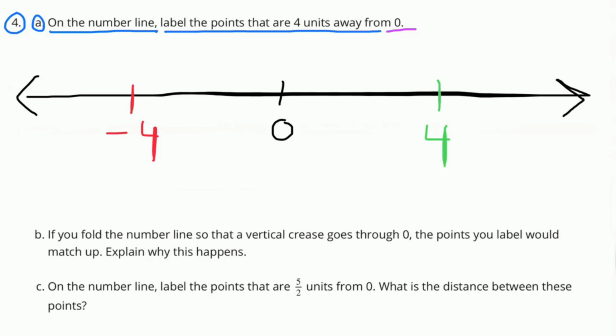Number 4. A. On the number line, label the points that are 4 units away from 0. I drew a number line, and I put points to the right, which would represent +4, and I put points to the left, which would represent -4. Both +4 and -4 are 4 units away from 0.